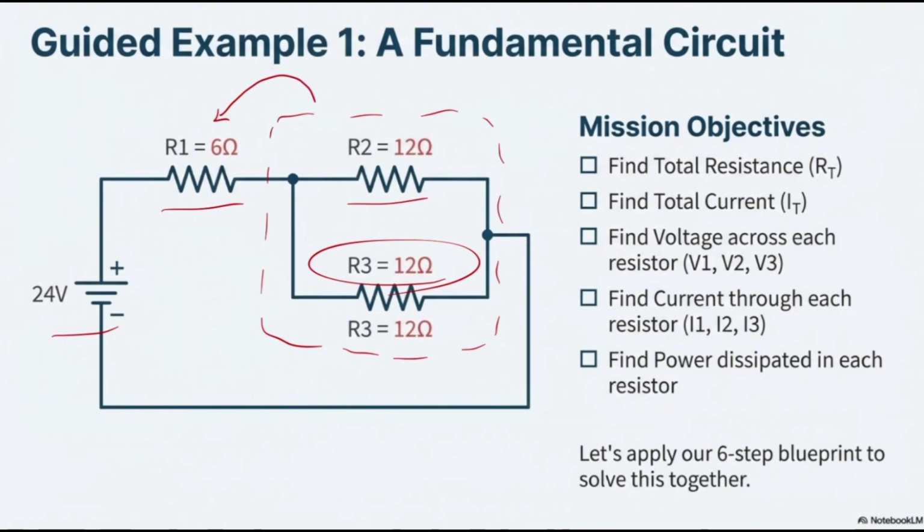The very first thing I have to do is find the R total. After finding the R total, based on Ohm's law, I can find the total current. Then I can find the voltage for all of them, V1, V2, V3. After finding the voltage, I can find the current for each of them. I do have the I total. I also can find the current for each of them, either using the normal way or using the current divider as we know. And finally, I can find the power dissipated in each resistor.